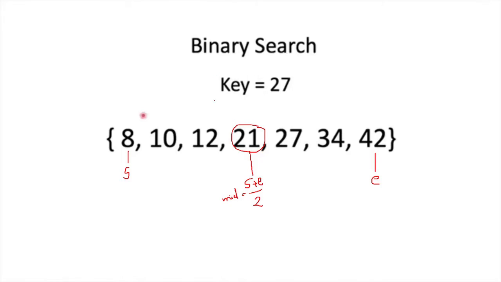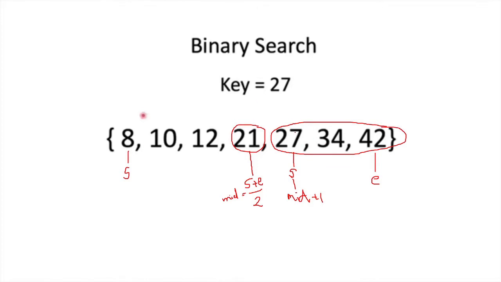Now we will compare our key element with the middle element. Here you can see our key element is greater than the middle element. Then we will go further, to the next element, that is 27, and S will be changed to here. Our E will be as it is, and S will be changed to mid plus 1. Then we will compare the key element in this array only.